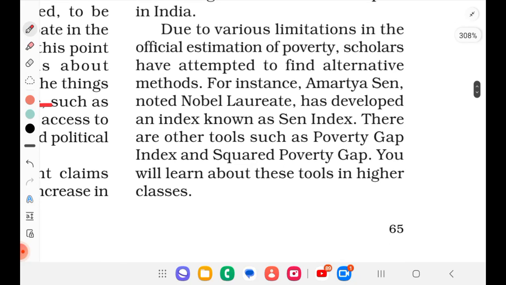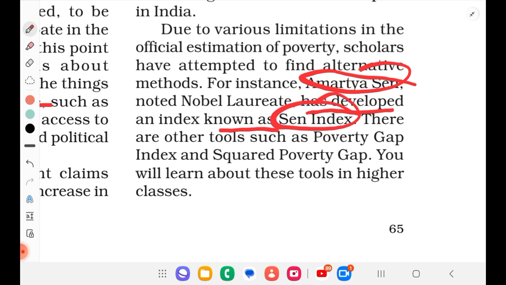Due to various limitations in the official estimation of poverty, scholars have attempted to find alternative methods. For instance, Amartya Sen, noted Nobel laureate, has developed an index known as the Sen Index. There are other tools such as the Poverty Gap Index and Squared Poverty Gap. You will learn about these tools in higher classes.